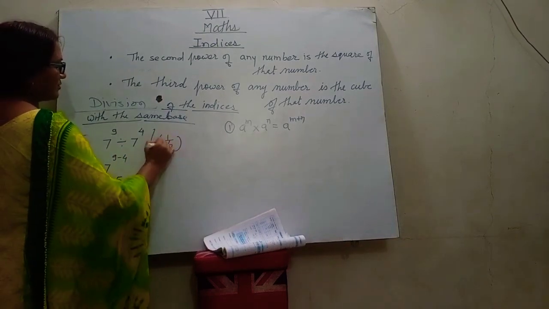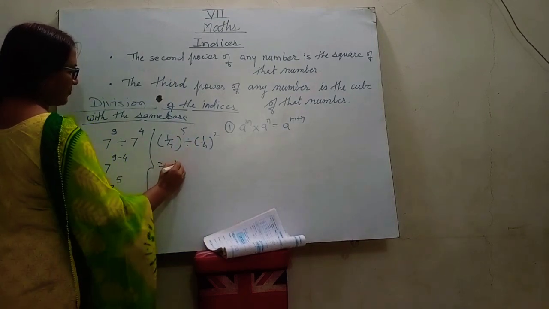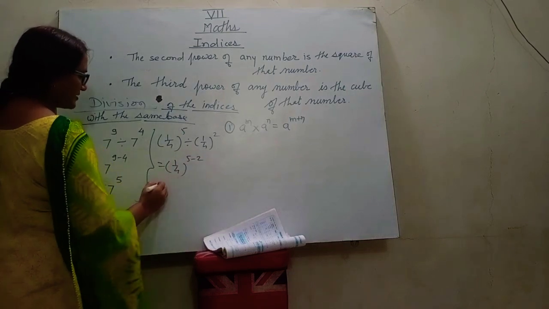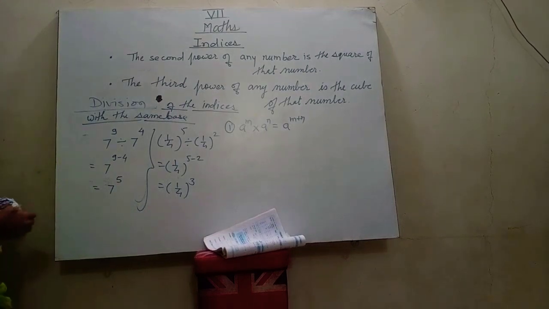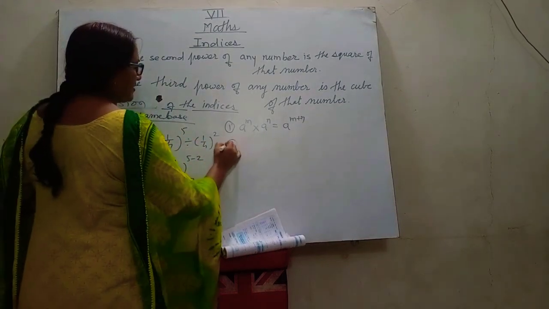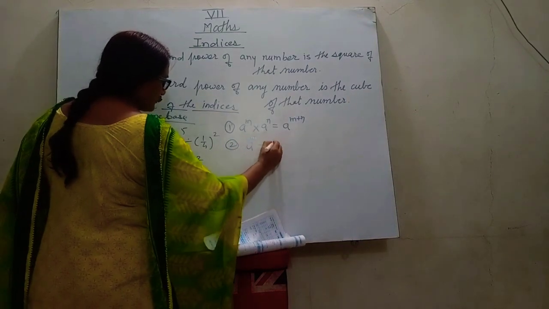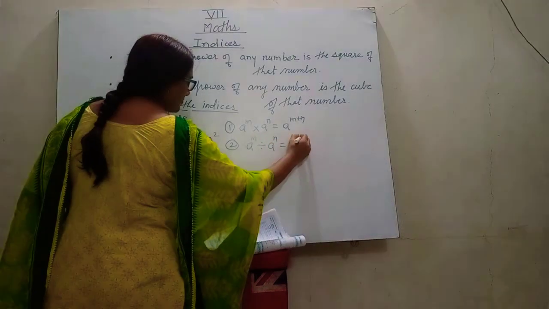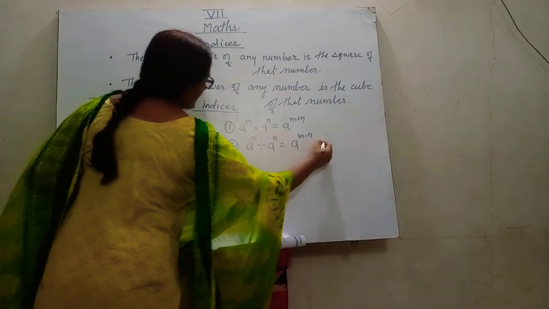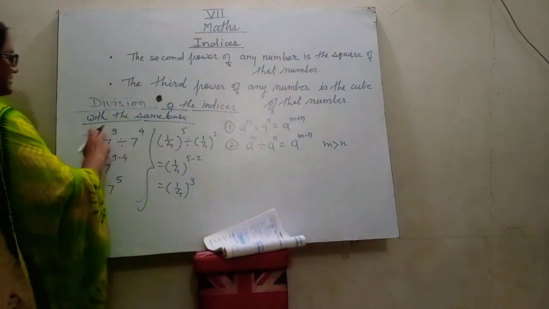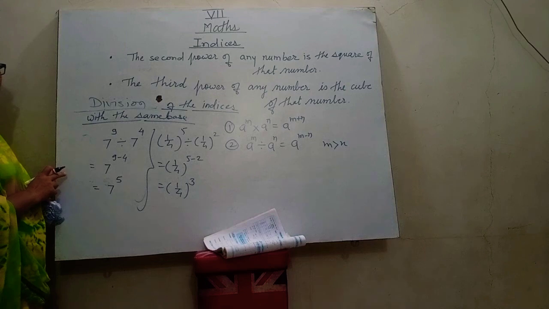1 upon 4 raised to the power 5 divided by 1 upon 4 square is equal to 1 upon 4 raised to the power 5 minus 2. That is 1 upon 4 raised to the power 3. Isn't it? From this, we can write the second law of indices. a raised to the power m divided by a raised to the power n is equal to a raised to the power m minus n, when m is greater than n, that is, the first power is greater than the second. Understood? You better understood. Thank you.